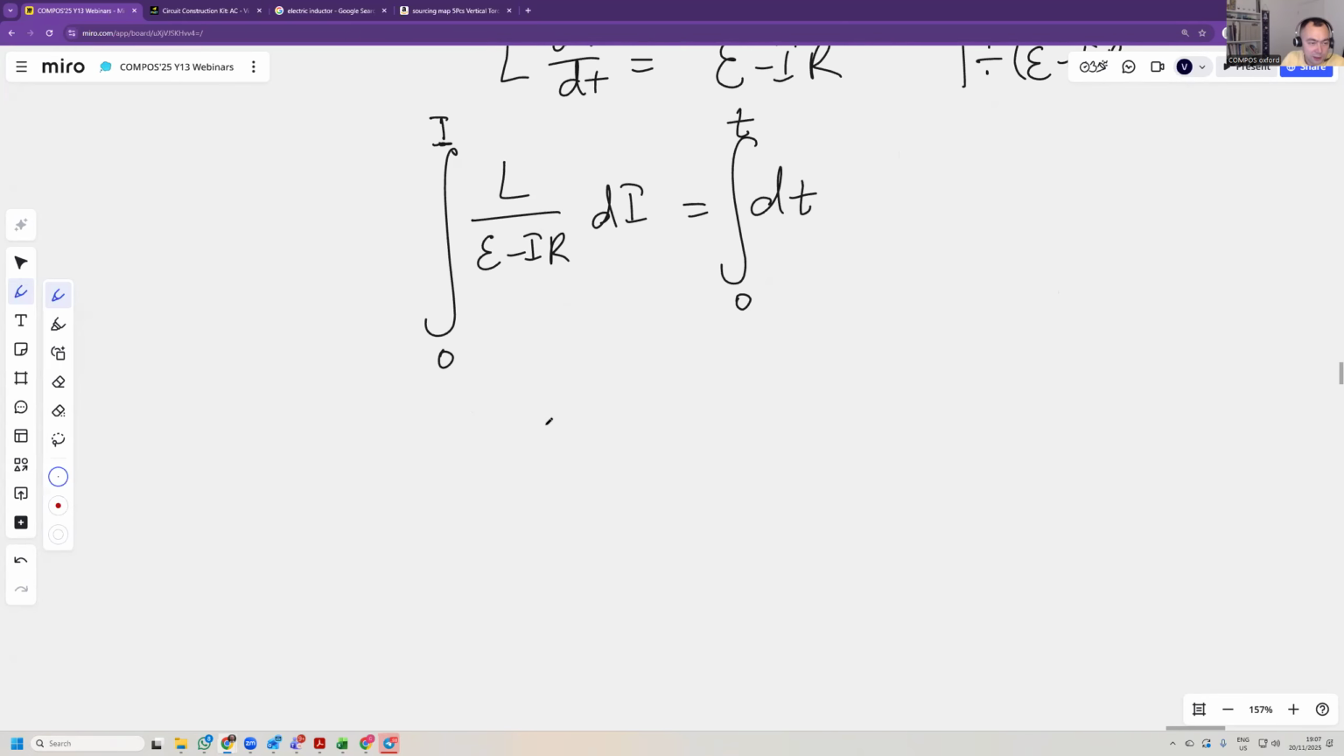Now, if you recognize this integral, very good. If you don't, well, you actually should. It's a logarithm. It's L multiplied by the logarithm of EMF minus IR. Now, do we need a minus there? We do. There's a minus.